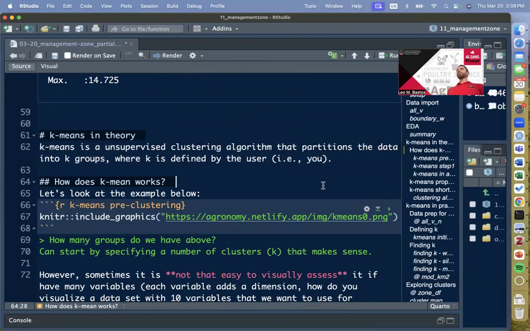Okay, so before we actually do the management zones, I want to explain to you what k-means is, how it works, and how we're going to implement it in R.